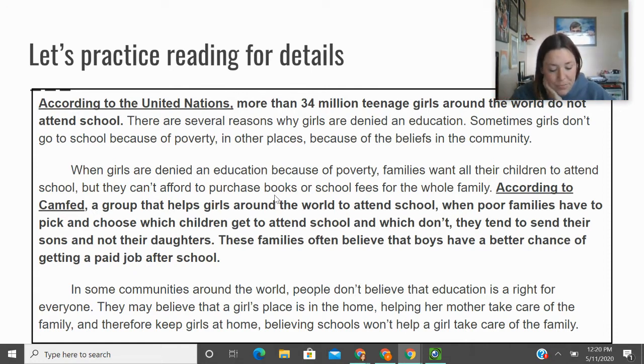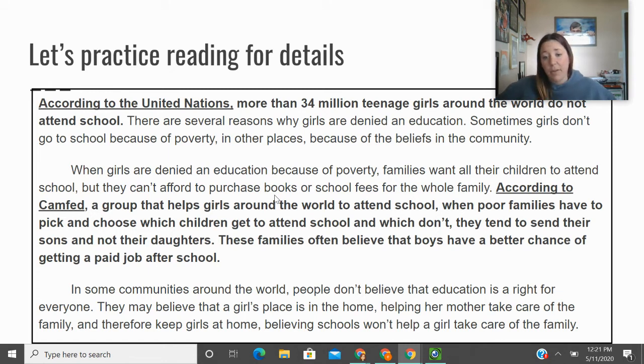According to the United Nations, more than 34 million teenage girls around the world do not attend school. There are several reasons why girls are denied an education. Sometimes girls don't go to school because of poverty, in other places, because of the beliefs in the community. When girls are denied an education because of poverty, families want all their children to attend school, but they can't afford to purchase books or school fees for the whole family. According to CAMFED, a group that helps girls around the world attend school, when poor families have to pick and choose which children get to attend school and which don't, they tend to send their sons and not their daughters.